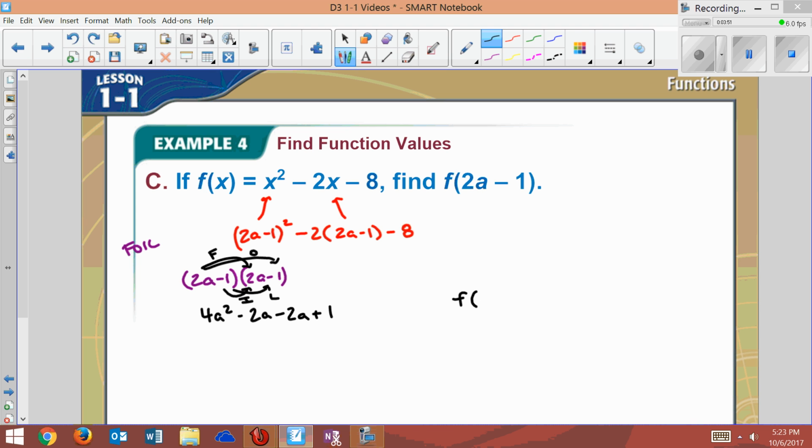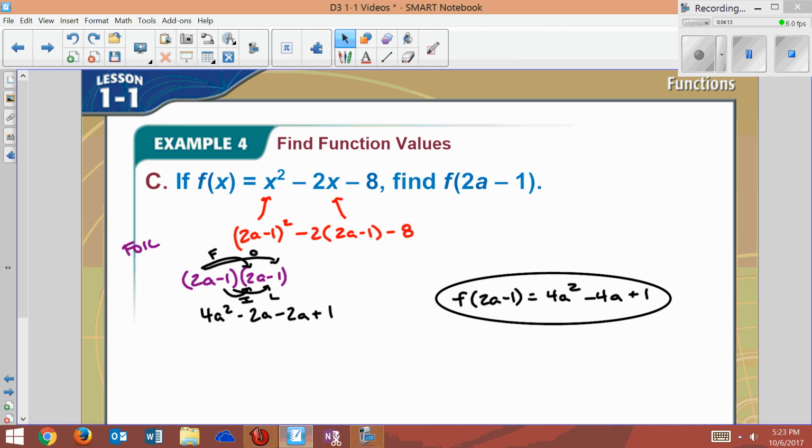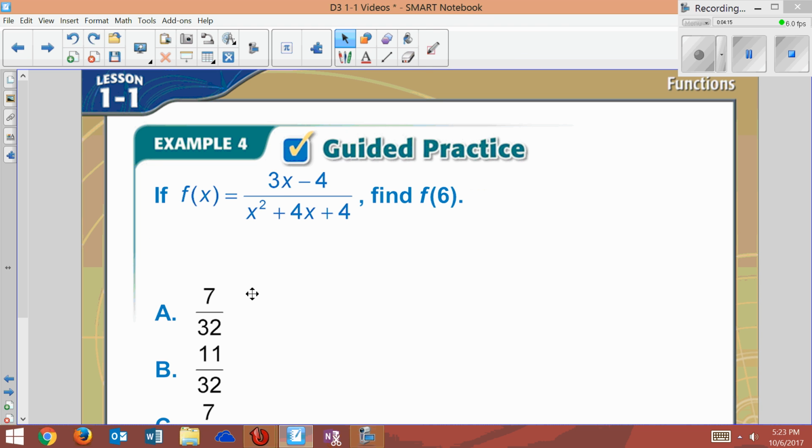So f of 2a minus 1, when I combine my like terms, would be 4a squared. This becomes negative 4a. It's like saying I owe someone $2, I owe someone else $2, so I owe a total of $4. Plus 1. There's my solution there. And we are done with that. So you can try this one.